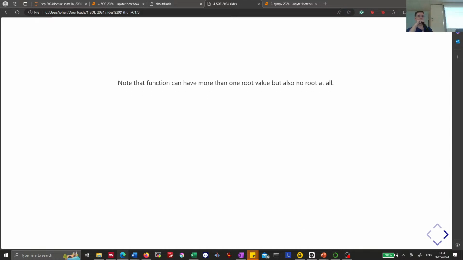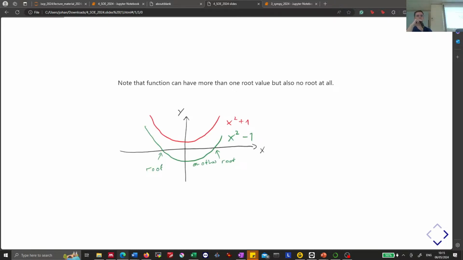So note that a function can have more than one root value, but also no root at all. I'll give you an example. We have two curves, x squared plus 1 and x squared minus 1. And you see the red curve has no intersection with the x-axis. How do I know this? Because I know the smallest value of x squared can be found at its minimum. The minimum of x squared is at x equals 0, and the value of the minimum is 0. When I shift 0 up by 1 unit, I'm here somewhere. When I shift the minimum down by 1, I'm here somewhere. And then I just have a quadratic function.